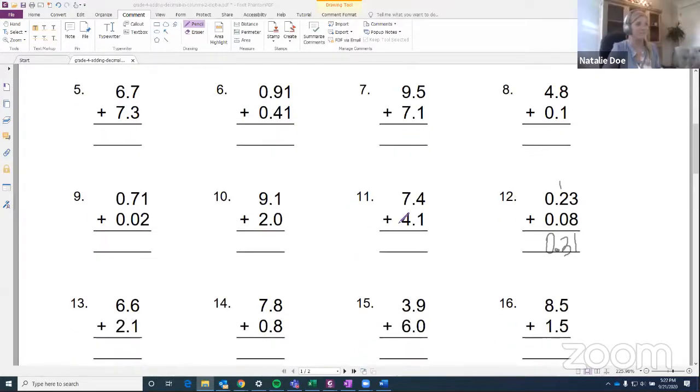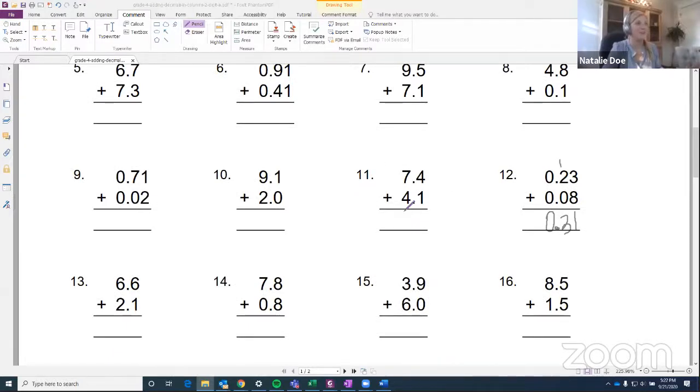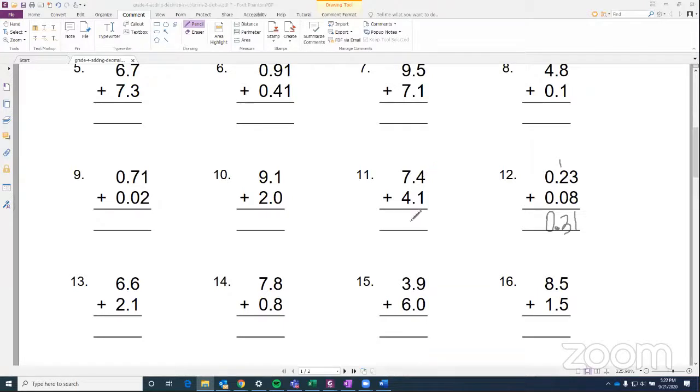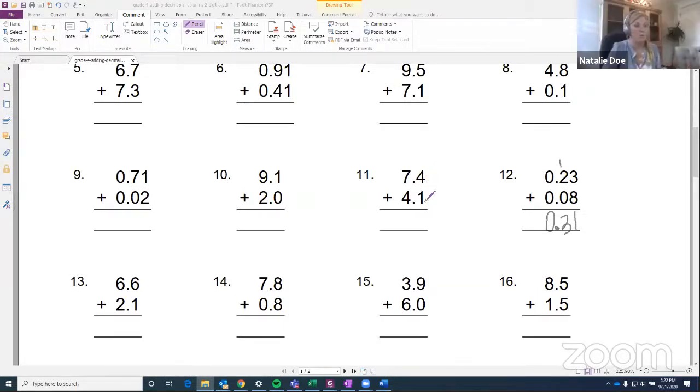Sounds good. All right, so Shabak, I want to hear from you this time. We're gonna do this one right here, number 11. Okay, so we want to add 7.4 plus 4.1. So where do you think we start here?